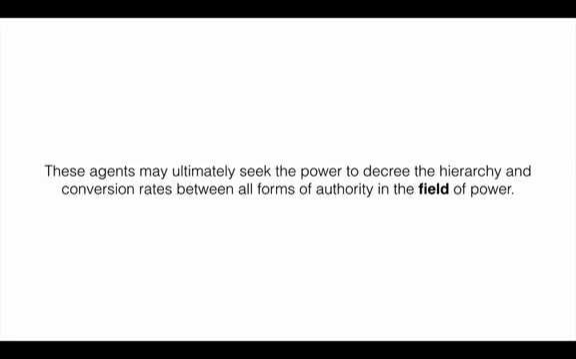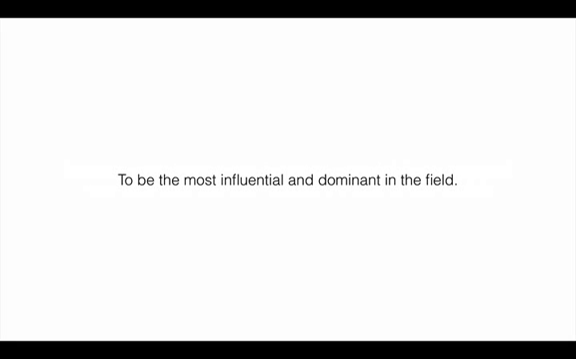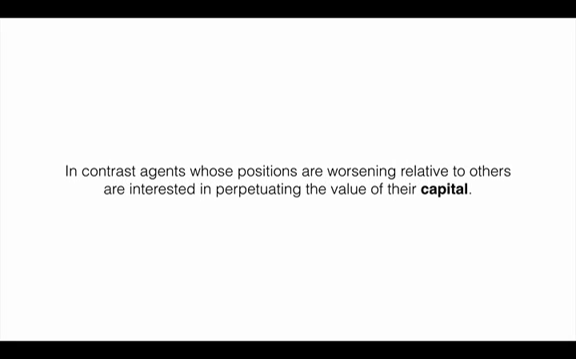Agents attempting to improve their position are interested in accumulating more capital and are increasingly able to do so. These agents may ultimately seek the power to decree the hierarchy and conversion rates between all forms of authority in the field of power. However, by having the power to determine which forms of capital have most value, they can maximize the value of their capital to be the most influential and dominant in the field. In contrast, agents whose positions are worsening relative to others are interested in perpetuating the value of their capital.